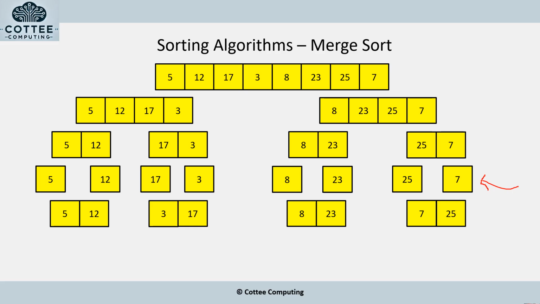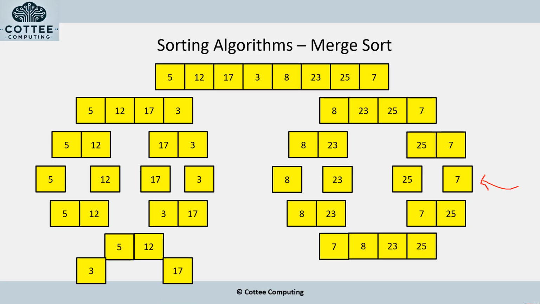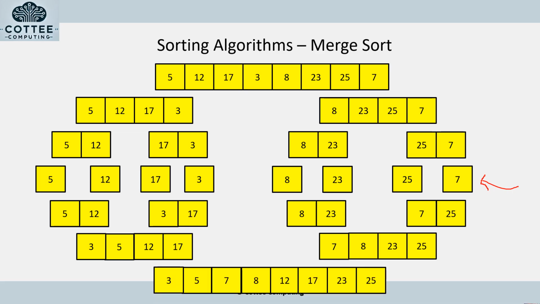We then look at the pairs, and we merge them together. So 3, 5, 12 and 17. 7, 8, 23 and 25. And then you merge those last two 4s together to make your 8, and that would be a sorted list. So you've got 3, 5, 7, 8, 12, 17, 23 and 25. So they are your steps, and that is how you really explain how you get one all the way through. So they're all your merge sorts.